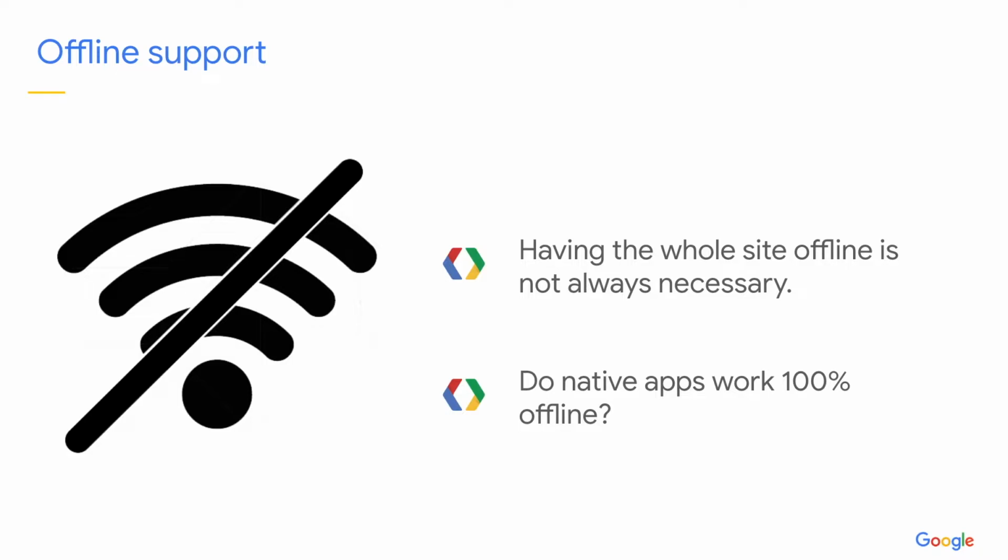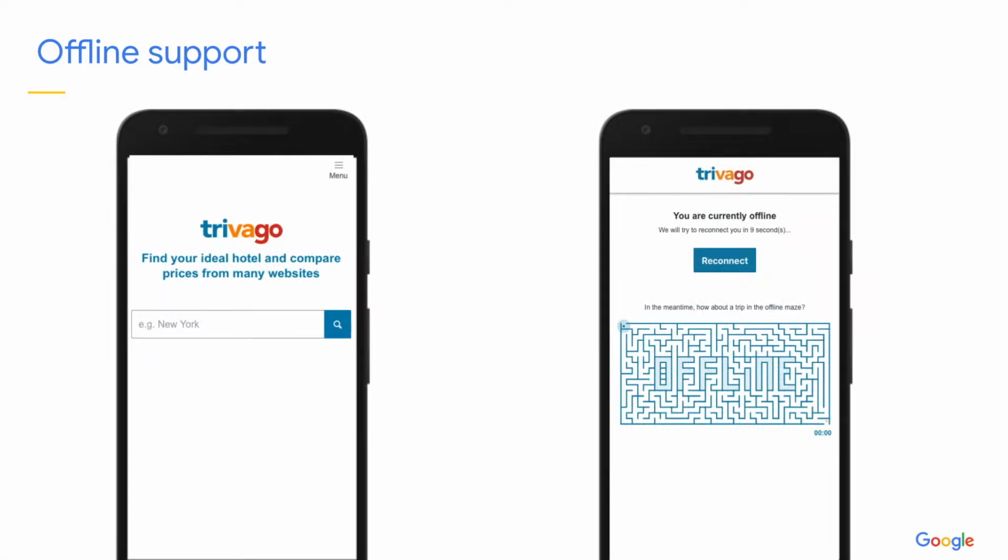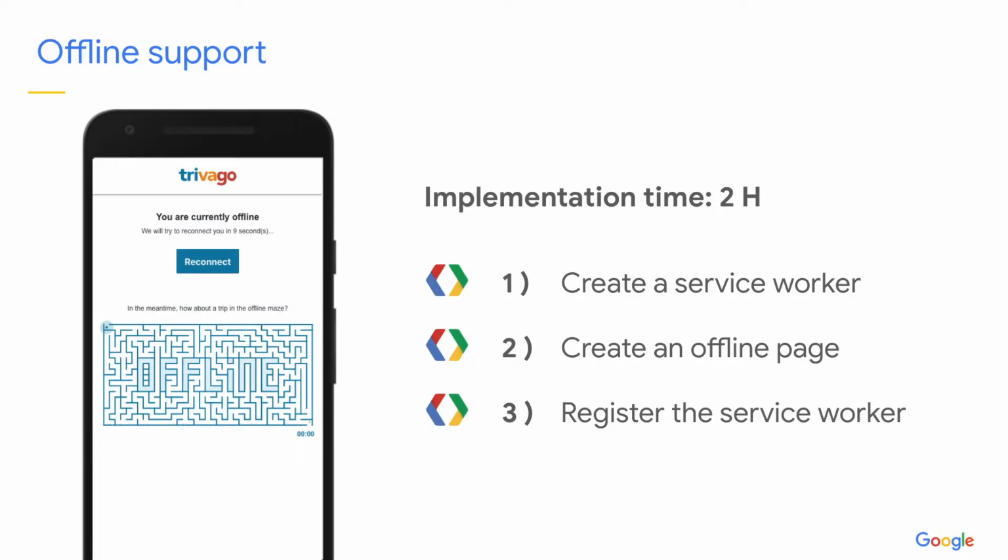So it doesn't matter if your app doesn't work fully offline. The important thing is to not show the Chrome dinosaur when there is an error. A simple example of basic offline support: Trivago. When you go on the website and you are offline, they show an offline page with a really simple game. And there you have a CTA just asking you to reconnect if you want.